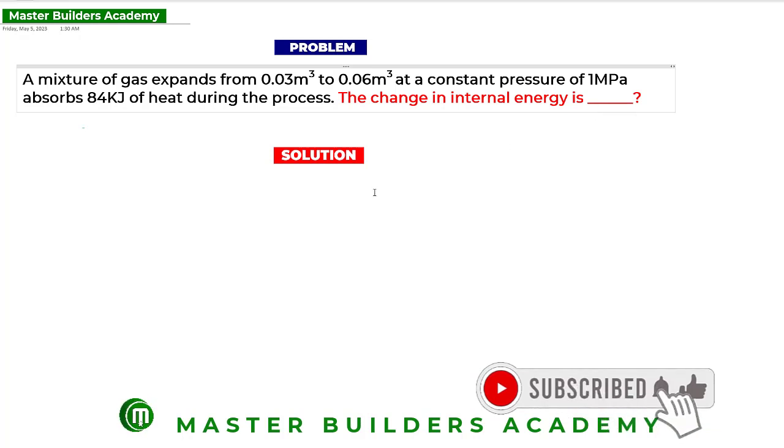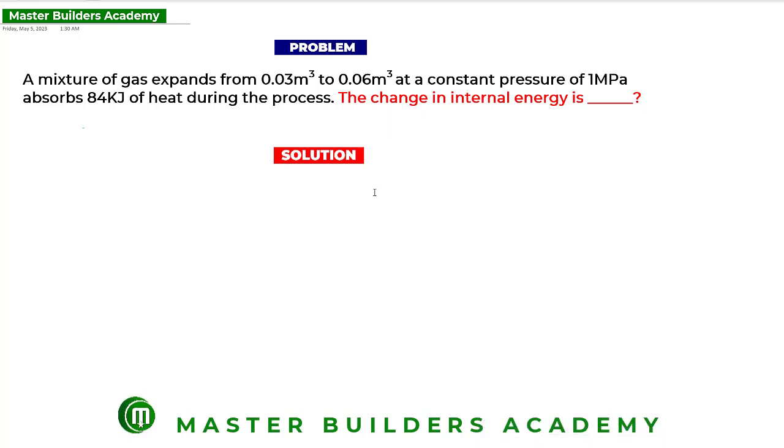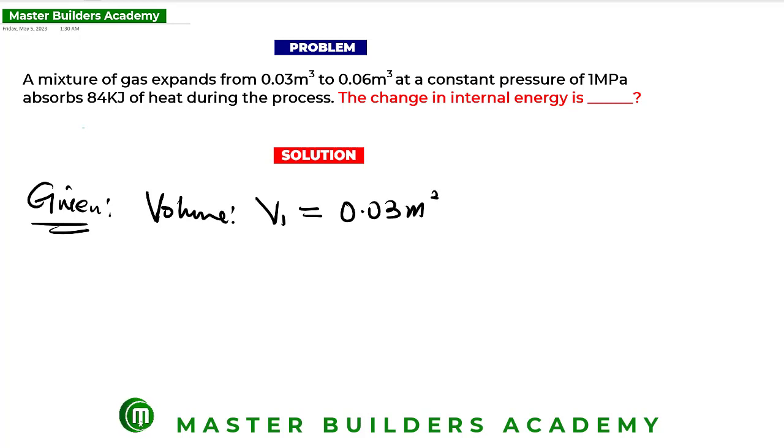So guys, all we just need to do here is to first of all extract the given parameters as usual. It's just as simple as that. Extract the given parameters, and then you'll be able to get an equation that connects the given parameters to help you find the unknown. So we are given volume, right? The initial volume V1 is 0.03 meter cube. Then we are given the final volume V2 as 0.06 meter cube.